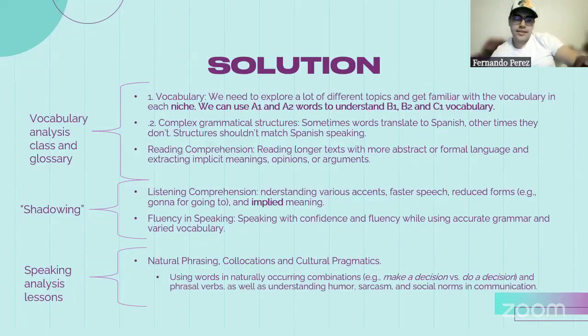And with that, with these three abilities, with these three lessons, we are going to be able to train ourselves for the B1 first. Ladies and gentlemen, in this case, only ladies, please look at this information.